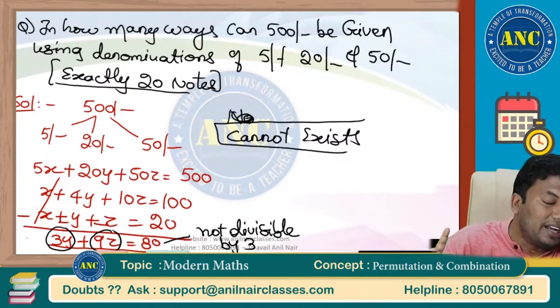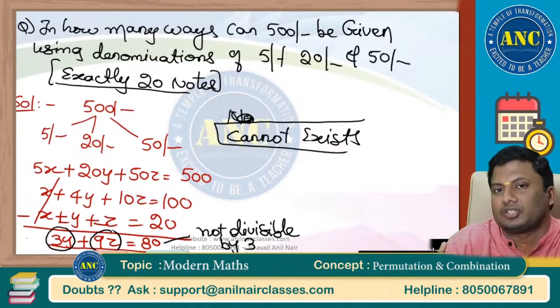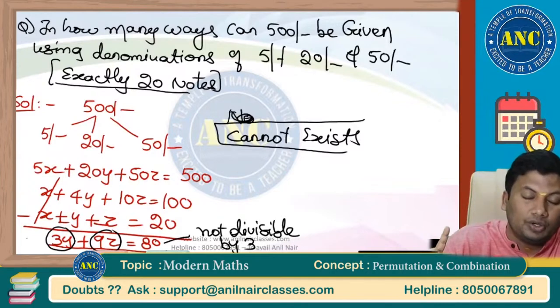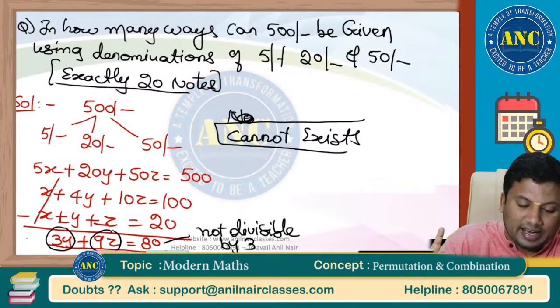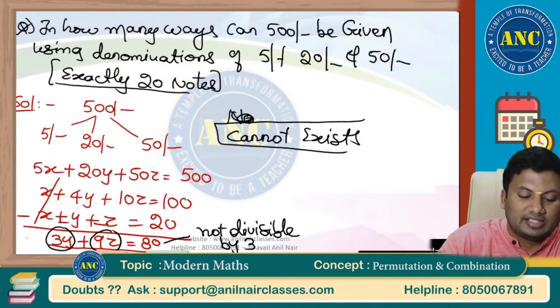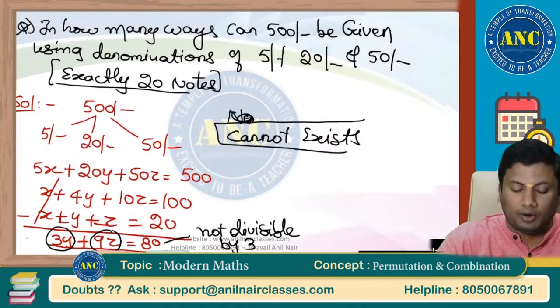There are two conditions in the question. You have to use only denominations of 5 rupees, 20 rupees and 50 rupees, and that too you need to use exactly 20 notes. This is a very good previous year examination question which can be solved based upon this idea. I hope it is clear.